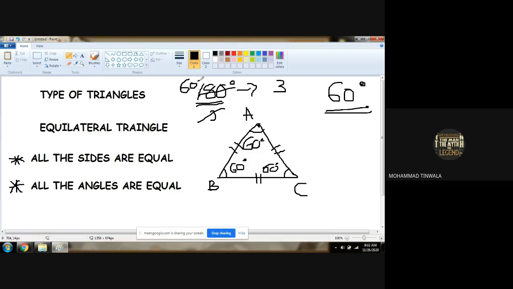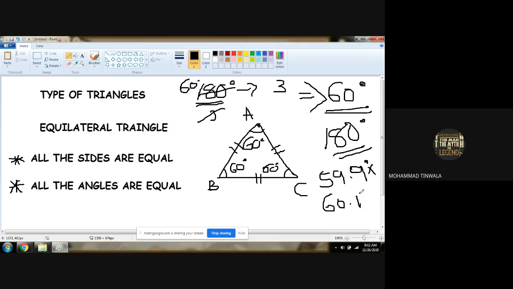Now, as we know that the sum of all the 3 angles of a triangle is 180 degree, 179 will not work and 181 will not work either, right? In the same way, in an equilateral triangle, if the angles are equal, 59 degree will not work, 59.9 degree will not work, and 60.1 degree will not work. Are you getting it? It has to be compulsory 60 degree each angle.